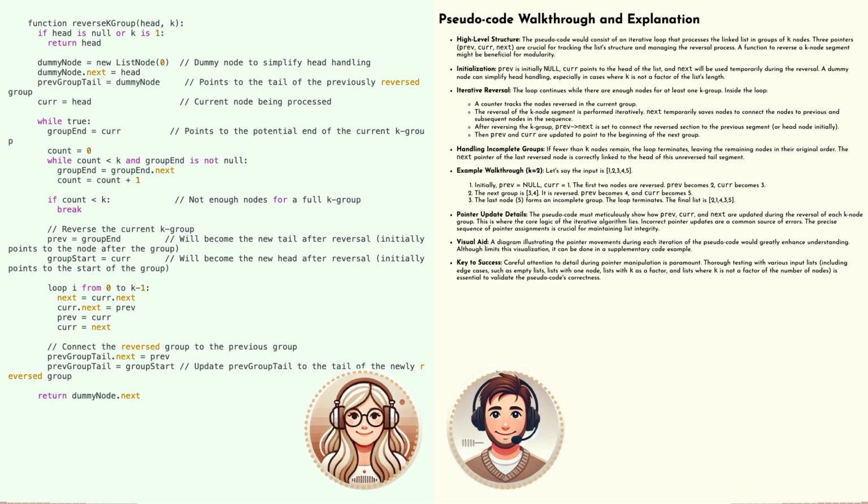Right, so after this inner loop, we check count. Okay. If it's less than k, we're done. We break out of the outer loop too, no more full groups to process. But if count does equal k, then it's showtime. The pointer swapping routine comes into play.